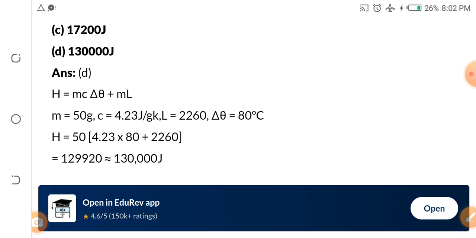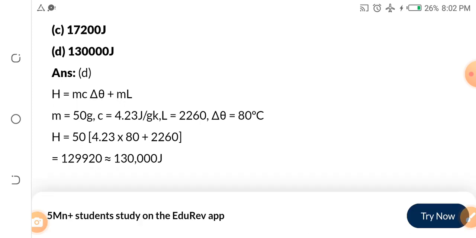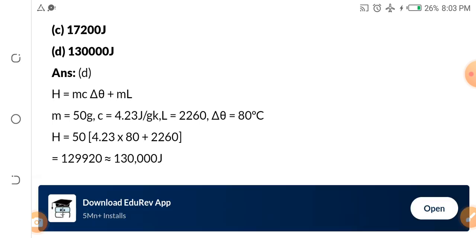H equals mc, change in temperature, plus ml. Just take your time. I find it difficult to really explain because you are not watching the one we did on the whiteboard. Now, this is the formula. You can solve it out on your own.